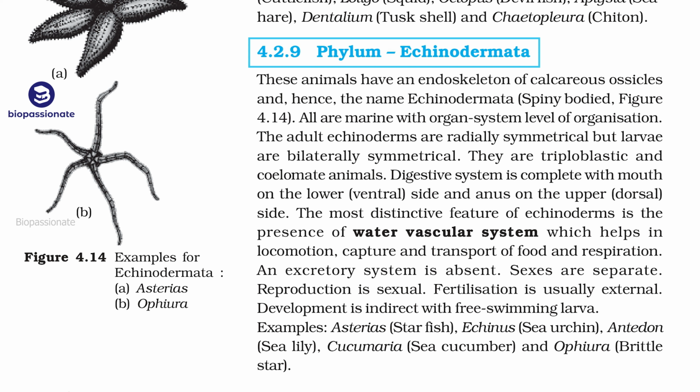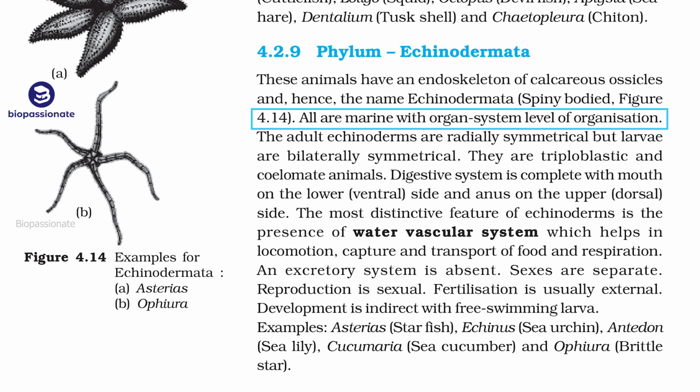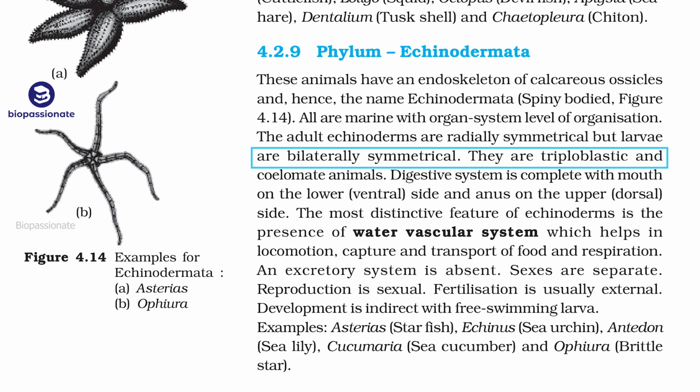4.2.9 Phylum Echinodermata. These animals have an endoskeleton of calcareous ossicles, and hence the name Echinodermata, spiny-bodied, figure 4.14. All are marine with organ system level of organization. The adult echinoderms are radially symmetrical, but larvae are bilaterally symmetrical. They are triploblastic and coelomate animals.